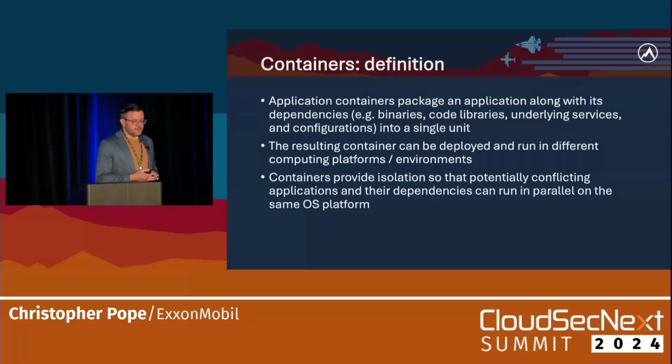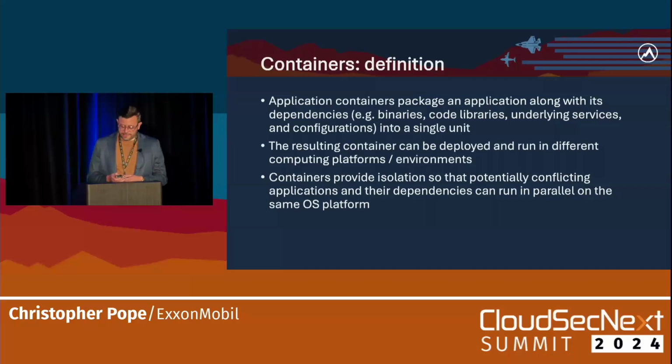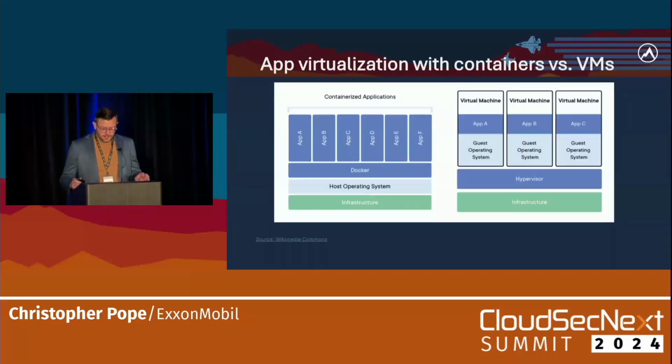The goal with containers, of course, is to provide isolation so you can run potentially conflicting applications in different places on the same OS platform or easily move them to a different one. I like this image so much from Wikimedia Commons that I stole it with attribution. So this is just a quick contrast of application containers versus more traditional virtual machines. As you can see with the VMs on the right, they abstract the hardware. Application containers are designed to abstract the software. Virtual machines each have their own kernel, while containers running on the same host all share that host operating system's kernel.